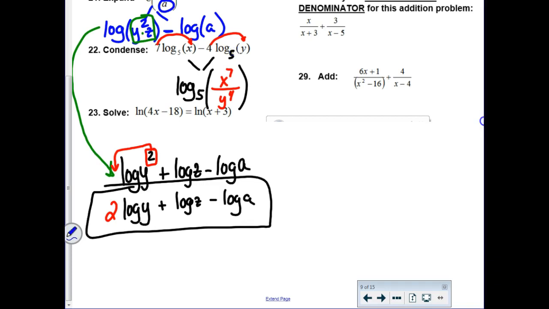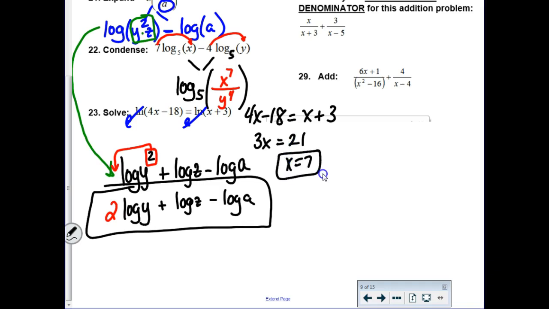Okay, I don't have a lot of room for 23, but that's okay. It's not going to take much. You're supposed to exponentiate. Who's the base of a natural log again? It's base e. So if you shove an e underneath both sides of this question, boom, gone, gone. Now we have a really easy question to answer. So 4x minus 18 equals x plus 3. I'm going to subtract x and get 3x. I'm going to add 18 and get 21. Boom, you get x equals 7. Walk away.